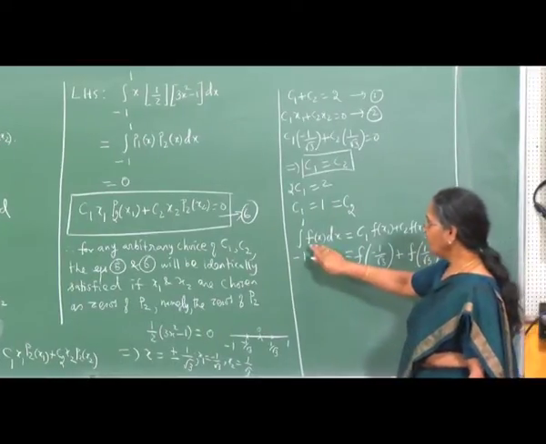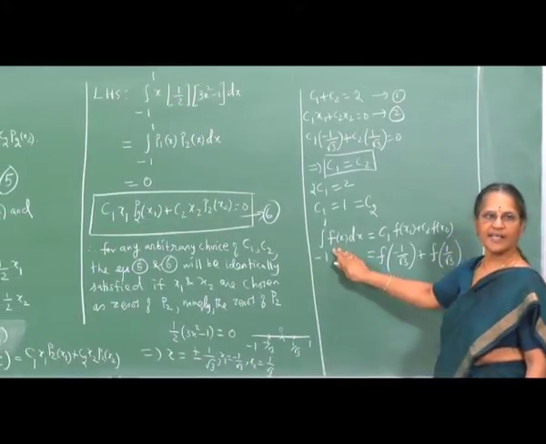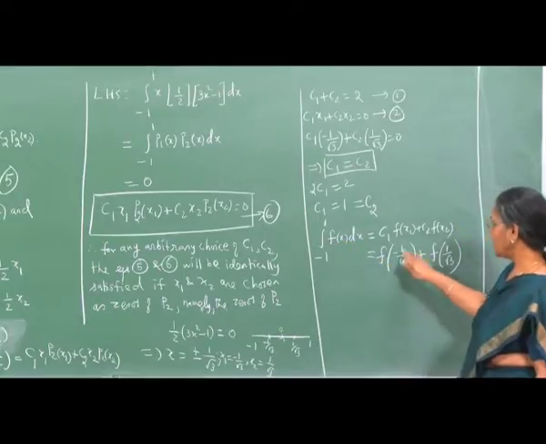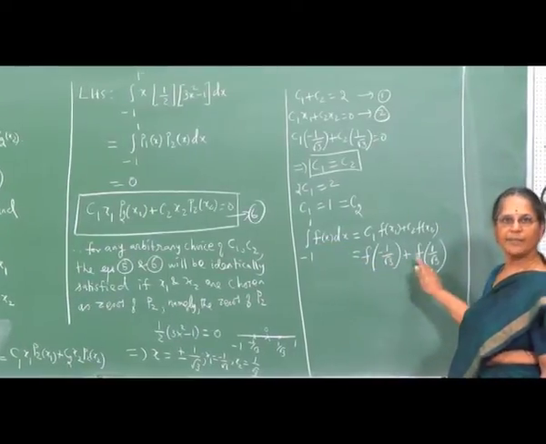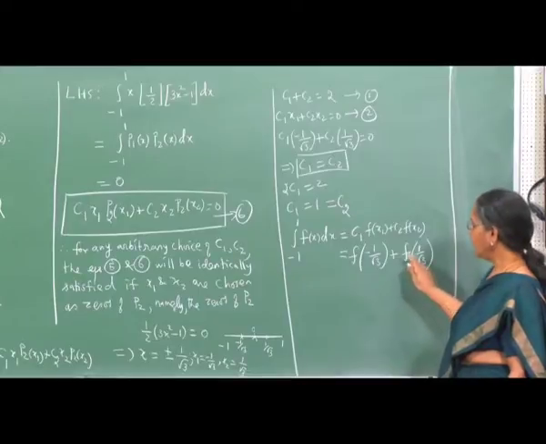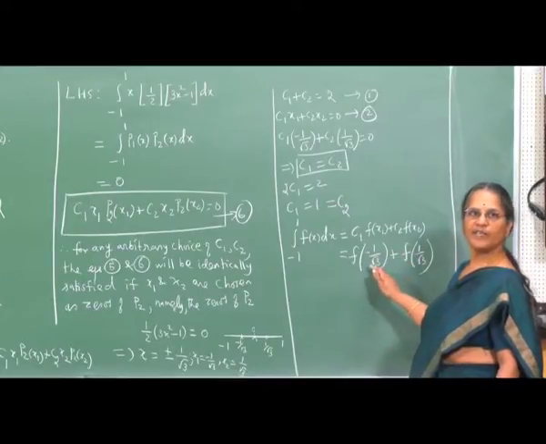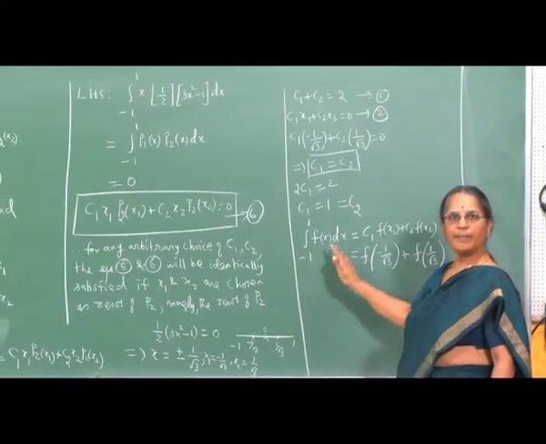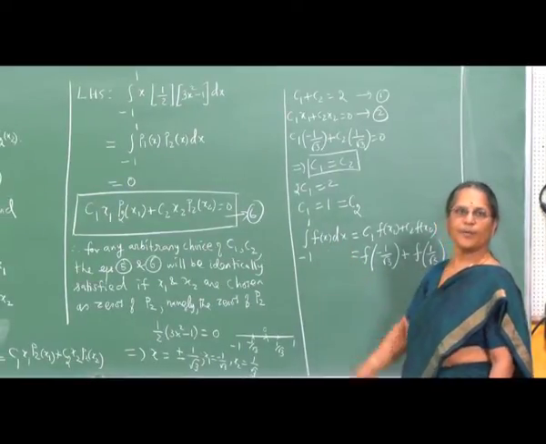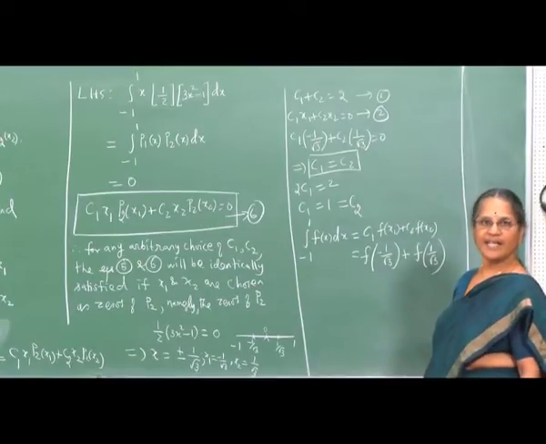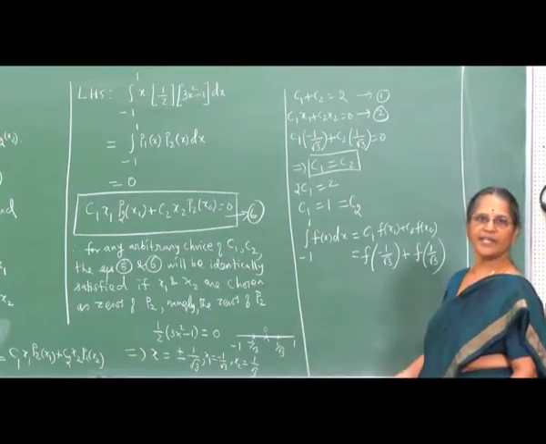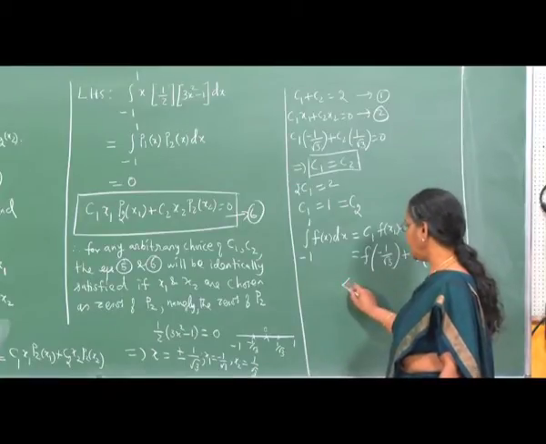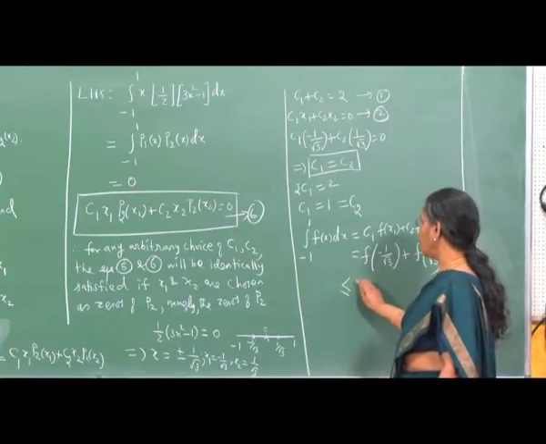So, knowing the function f of x, which is the integrand in the given integral, you evaluate f at minus 1 by root 3 and at plus 1 by root 3, then the sum of these values will give an approximation to this integral, and the method is exact for polynomials of degree less than or equal to 2n minus 1, where n is 2 here, namely for polynomials of degree less than or equal to 3.